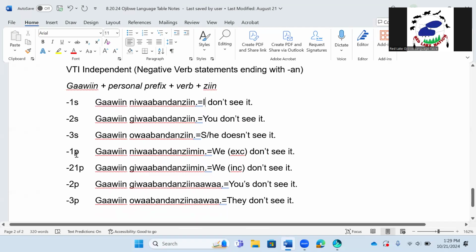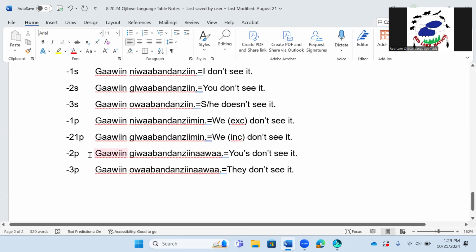Negative 1P. Gawin o wabendun zimin. We, excluding the person we're talking to, don't see it. Gawin o wabendun zimin. Negative 21P. We inclusive. Gawin gi wabendun zimin. We inclusive don't see it. Negative 2P. Yous don't. Gawin gi wabendun zinawa. Yous don't see it. You all. Gawin gi wabendun zinawa.